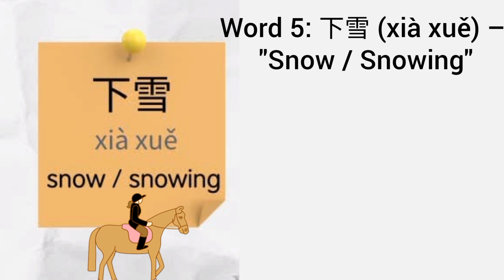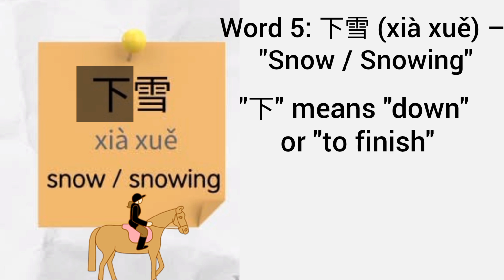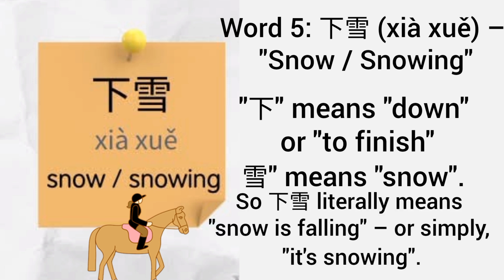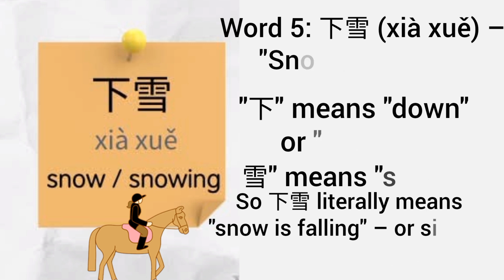First character is 下. It stands for down, or to finish, which is our main character. Second character is 雪. It stands for snow, so together it makes 下雪. So it literally means snow is falling, or simply it's snowing. Hope you learn it. Let's watch examples to learn it even more.